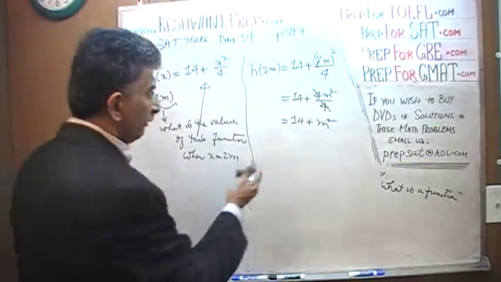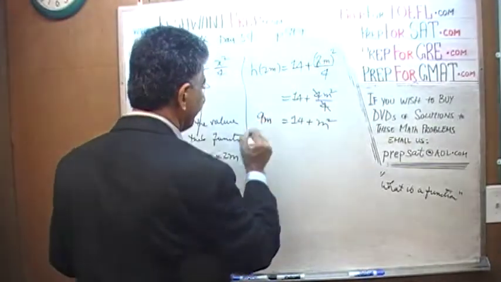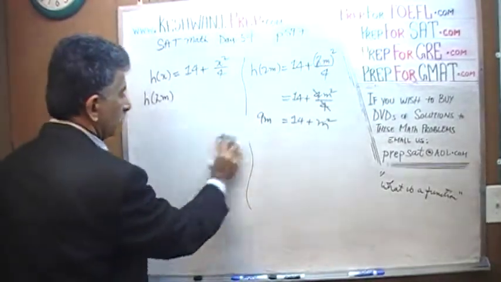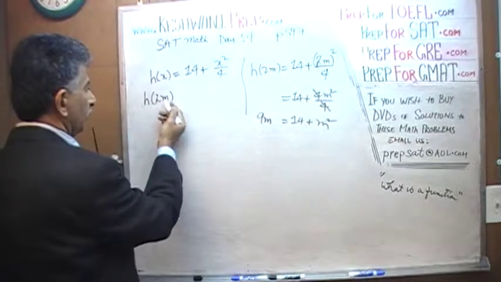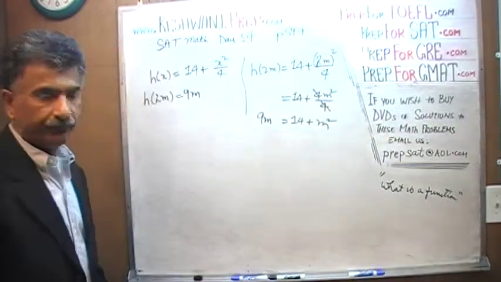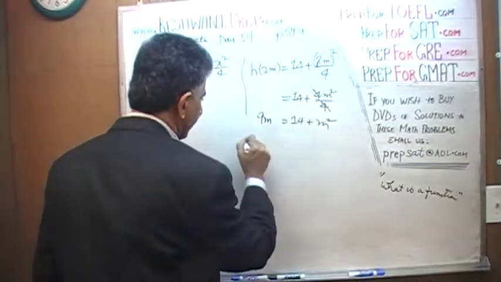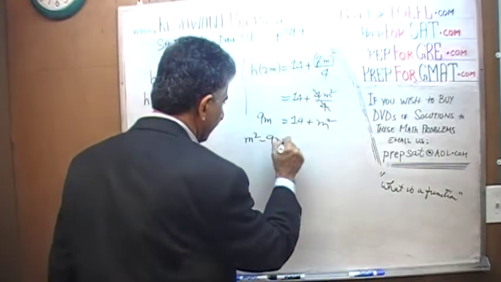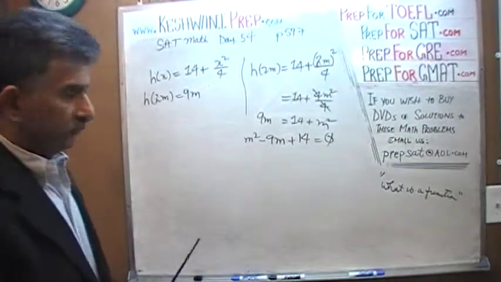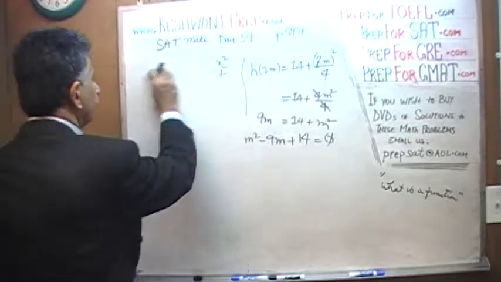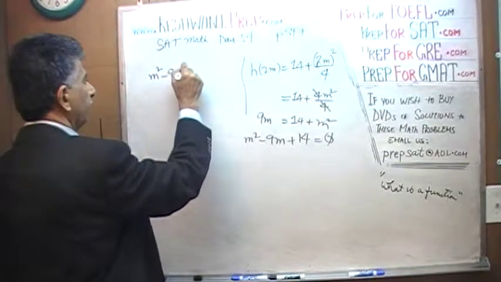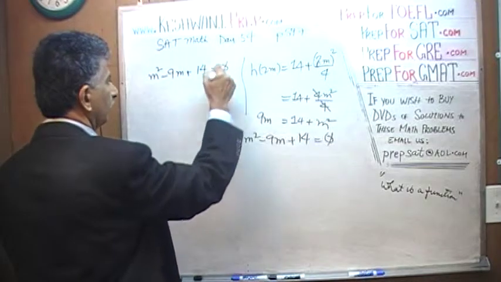And this quantity, we are told, equals 9m, because we were told in the beginning that h of 2m equals 9m, and therefore this quantity equals 9m. Let's bring the 9m to that side, so we end up with m squared minus 9m plus 14 equals 0. I'm going to pick this up from the top here. m squared minus 9m plus 14 equals 0.